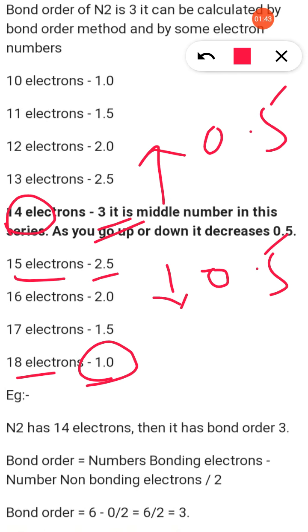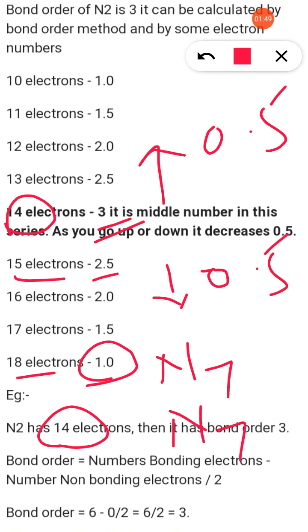Now an example, N2 has 14 electrons: nitrogen atomic number 7, another nitrogen atomic number 7, so the total electrons become 14. So according to the series its bond order is 3, right, because N2 has a triple bond. If we calculate on the basis of MOT, molecular orbital theory, that is also given in the next video.